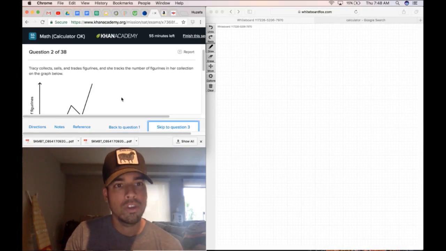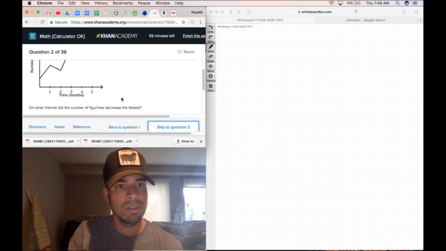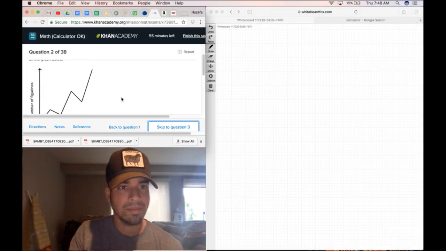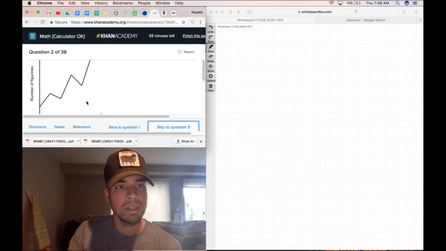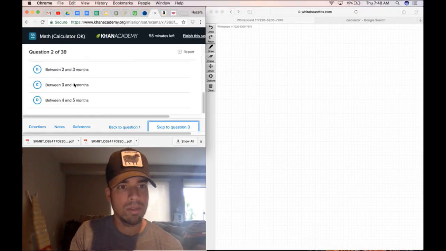Tracy sells and trades figurines, and she tracks the number of figurines in her collection on the graph below. On what interval did figurines decrease the fastest? It's right here where it's dropping at the steepest rate. So it's only dropping here and here, and this is from months 3 to 4.